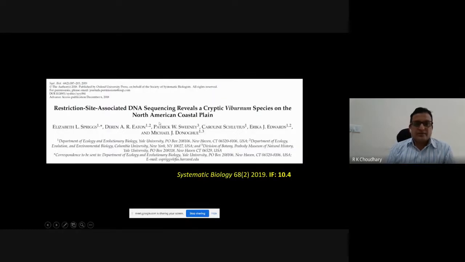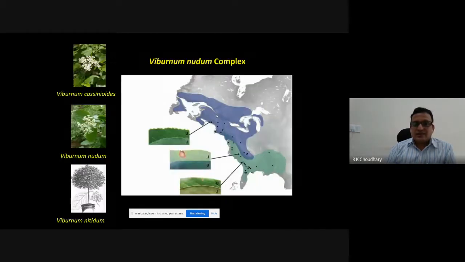Then there is a very good paper available in Systematic Biology, where they have used the same kind of method, using restriction endonucleases. There is a very good paper on cryptic Viburnum species. Viburnum, you might have already seen it, is also found in North America, and they are discussing three different Viburnum species.